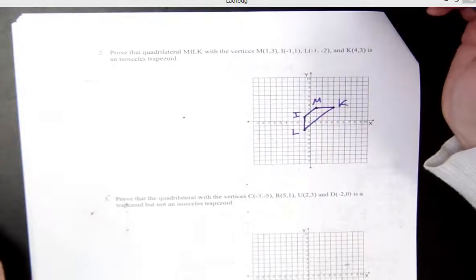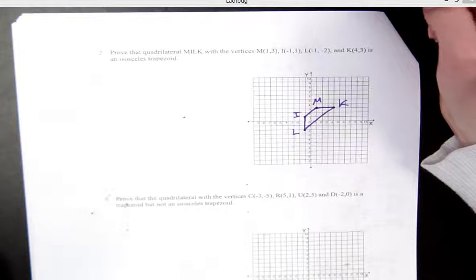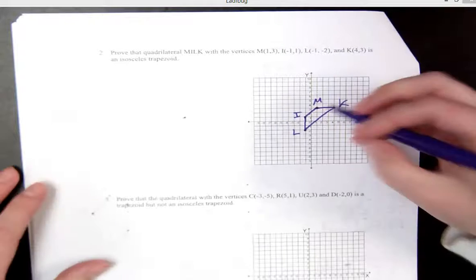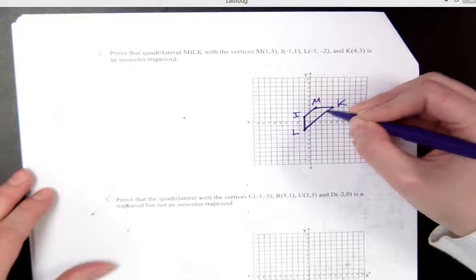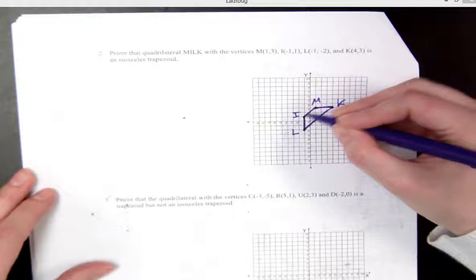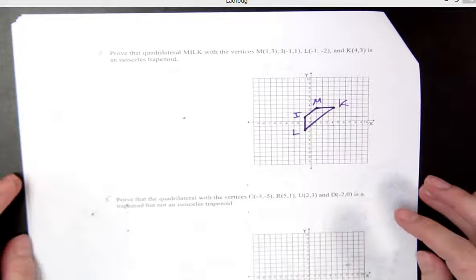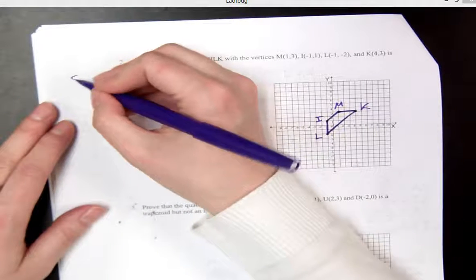So looking at that, do you think that's going to be an isosceles trapezoid? Oh, wait. It looks like it could be, but we still have to do the math and make sure. So what's our first step after we graph? Slope and then distance.